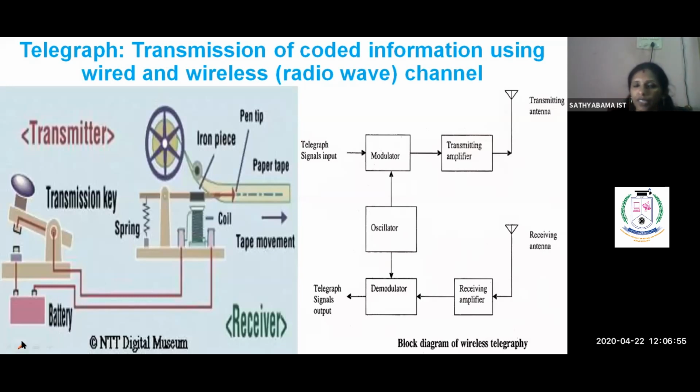Understood? The telegraph signal is given as the input, and that signal is combined with the oscillator signal and mixed in the modulator, and the resulting signal is given to the transmitting section. In the receiving section, the transmitted signal is received through the receiving antenna, and a receiving amplifier amplifies the signals. That amplified signal is given to the demodulator, and the oscillator gives the carrier signal. These two signals are combined again in the demodulator, and we retrieve the message signal back.